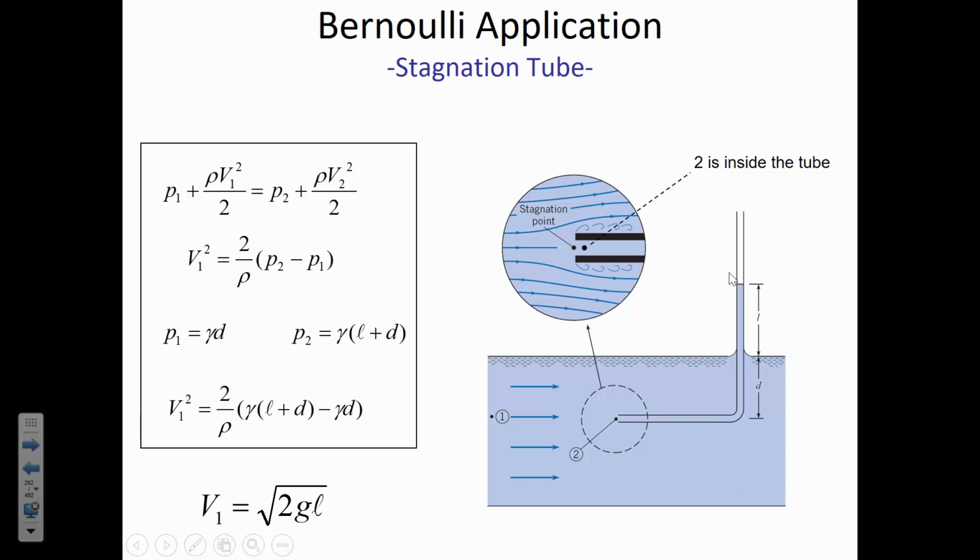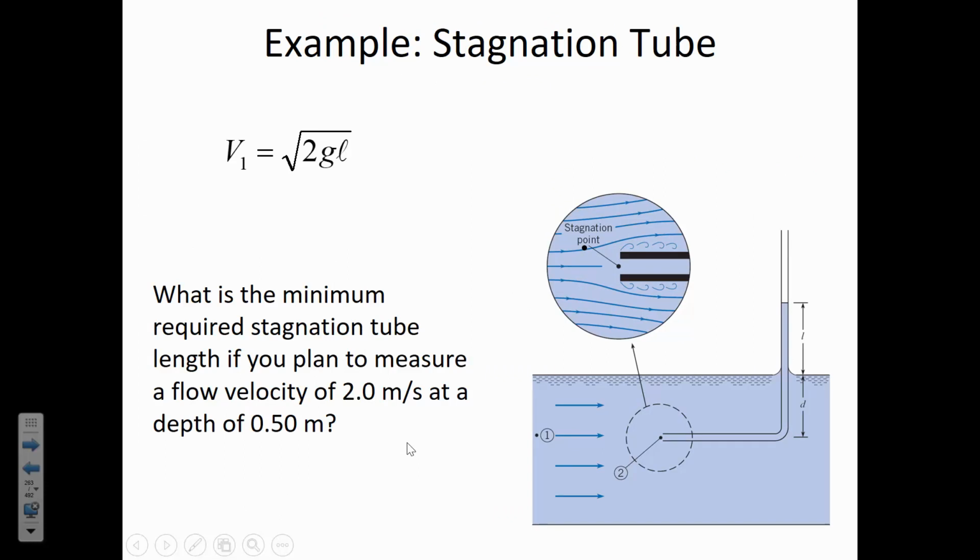So instead of stagnation tubes, it's more common to use pitot tubes. But just to get some experience with this equation, let's use the illustration here that we have a stagnation tube, and we're designing a stagnation tube that we're going to use to measure velocities as high as 2 meters per second, and we want it to be down in the water a depth of 0.5 meters. So how long of a tube would we need if we plan to measure that velocity of 2 meters per second, which is going to cause L, and then we're going to measure at a depth of 0.5 meters from below the water surface down to a depth of 0.5 meters.